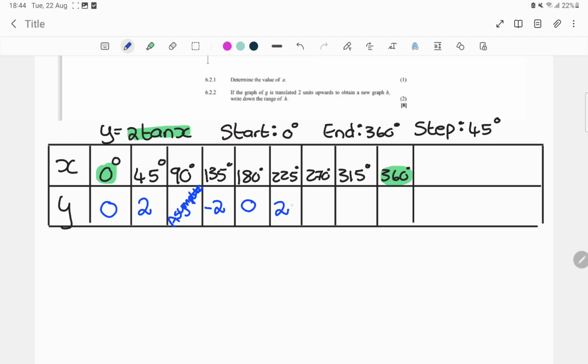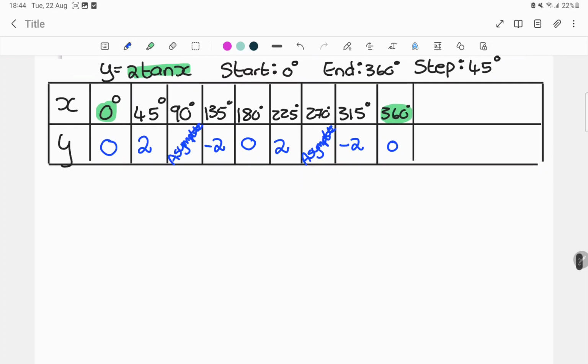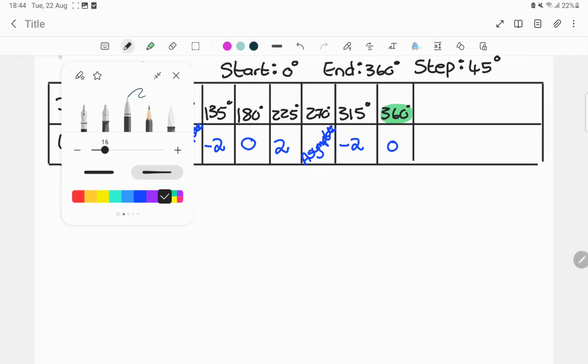At 225, you have 2. At 270, I also have a math error, which once again means I have an asymptote here. And then at 315, I have -2. And at 360, I have 0. So having these points, you can now go and sketch your graph.